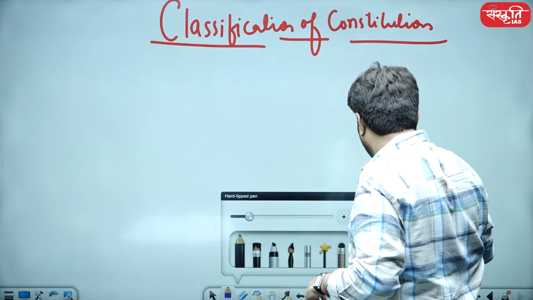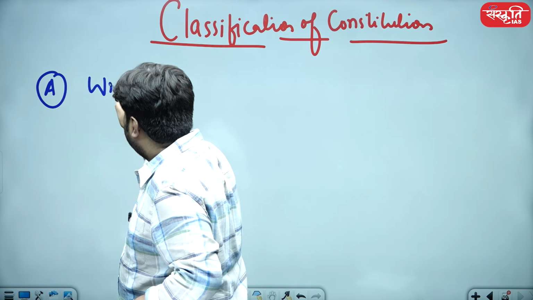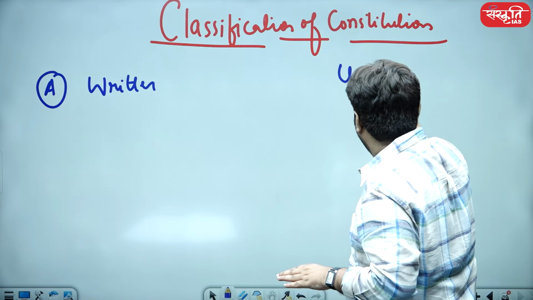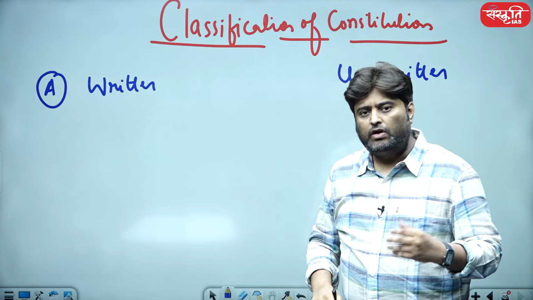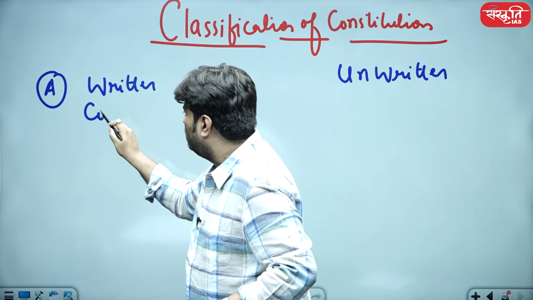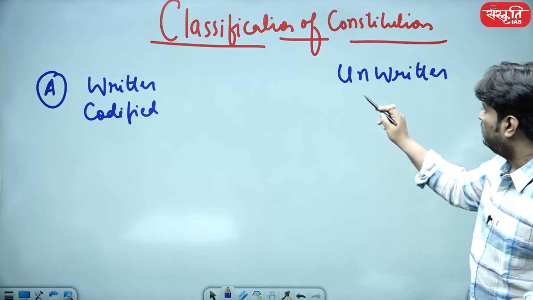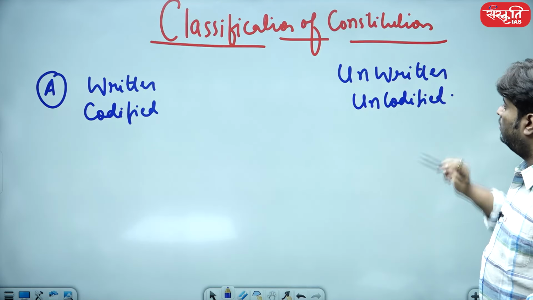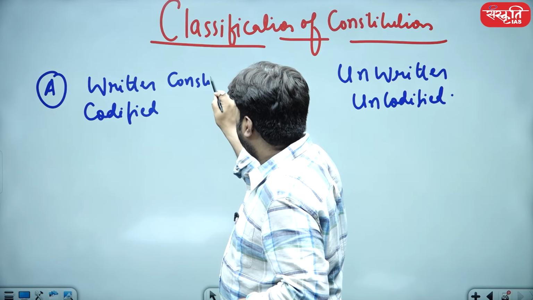The first classification is very important: written versus unwritten constitution. So you have the written constitution, and you have the unwritten constitution. Written constitution is also known as codified, and unwritten constitution is also known as uncodified. So what is written constitution? Let me write it down.